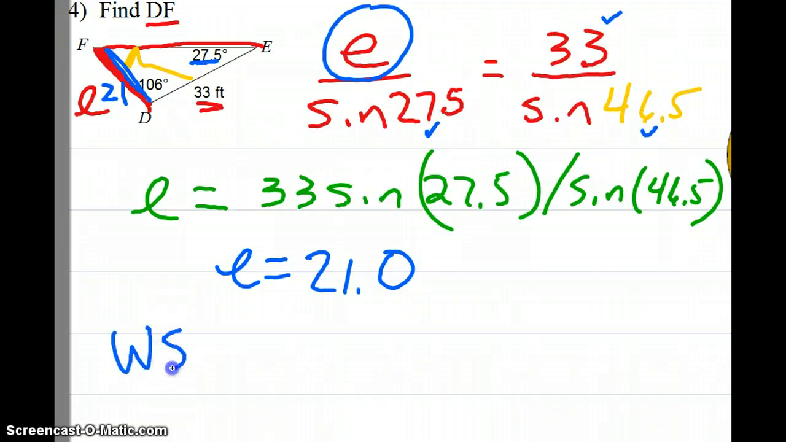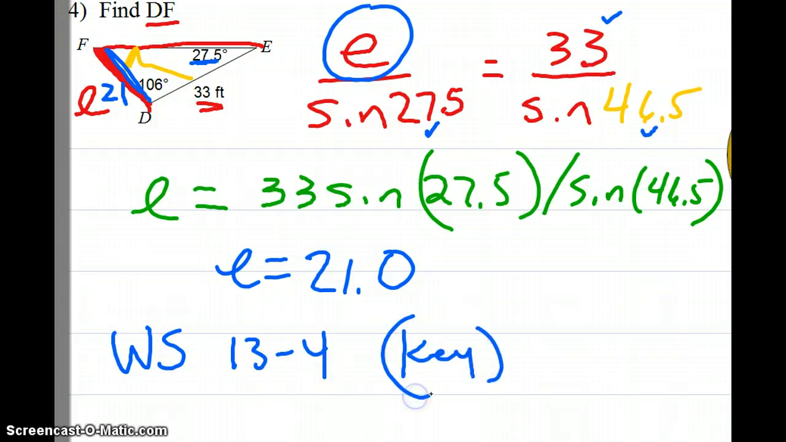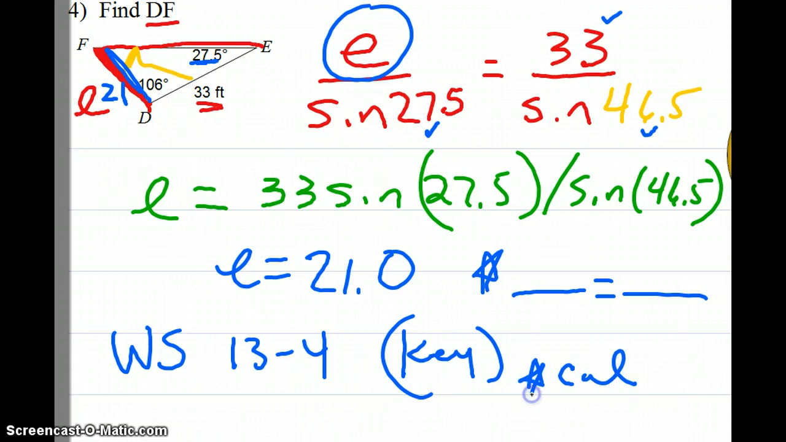I'd like you to do worksheet 13.4. I'll post the keys so you can check to make sure you're doing it right. But again, you have to show all your work. And what's your work? You have to set up the law of sines. Once you set up the law of sines, then you can go to your calculator and just get the answer. So this is the step I'm looking for on your worksheet. And then you can go to your calculator and then write final answer.